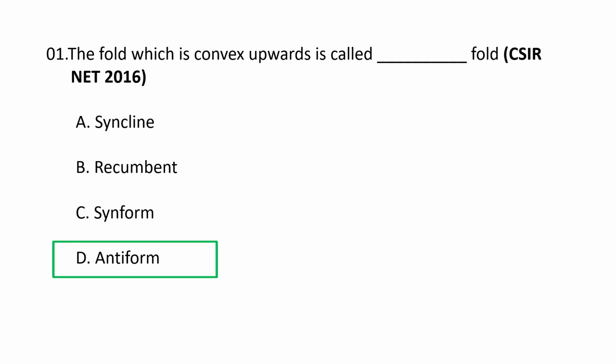Antiform. A fold that is convex upwards, that is arched or upfold, is called an antiform. An antiform refers specifically to the upward closing shape, and it is often called an anticline if the rock layers are known to be older in the core. If the rock layers are younger in the core, it is called an antiformal syncline. So the fold which is convex upwards is called antiform. D is the correct option.